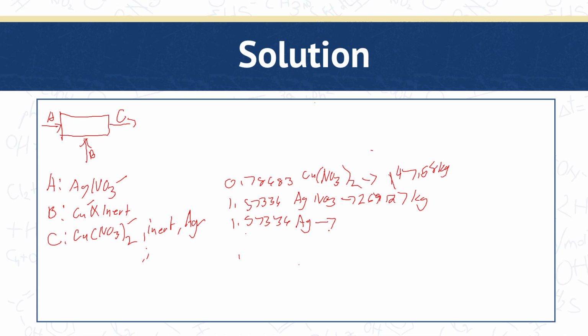1.57336 times that by our initial value, by the conversion factor, which is 107.87. It shall result you with 169.72 kilograms of silver.